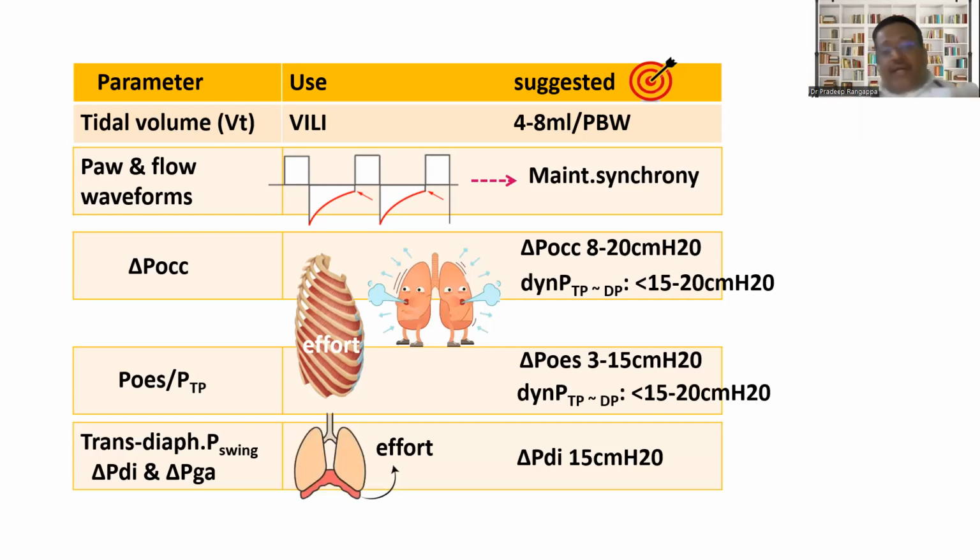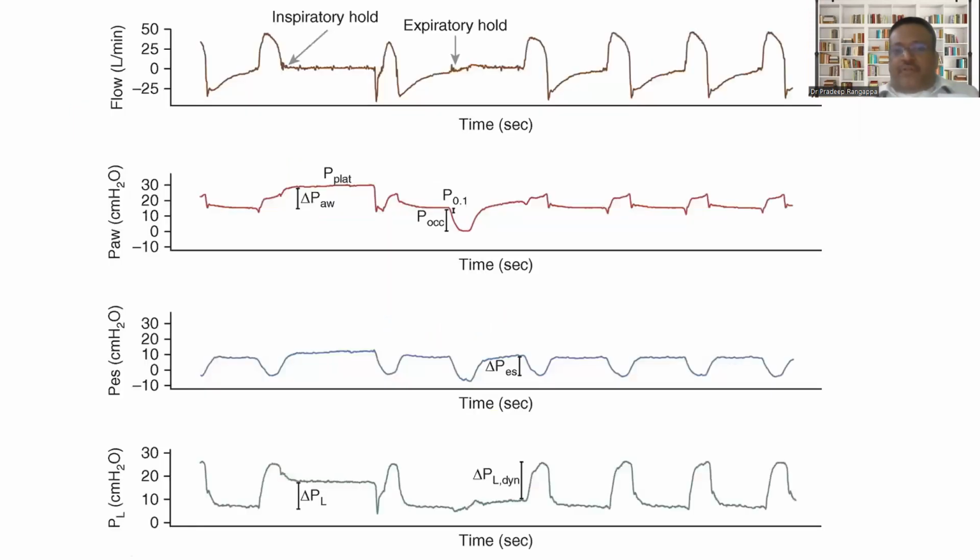And there is something called transdiaphragmatic pressure that we measure by direct probes put on the diaphragm. Even that, your change in the transdiaphragmatic pressure should also be around 15 centimeters of water. All these pressures, which are around 15 to 20 and less than 15, indicate that the stress on the diaphragm and the lung is acceptable. Anything more is bad, anything less also is bad. So that is the take-home message for you.